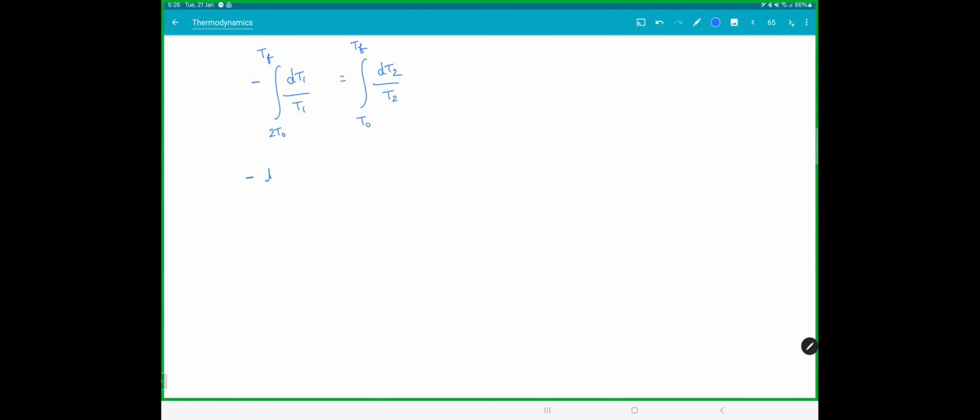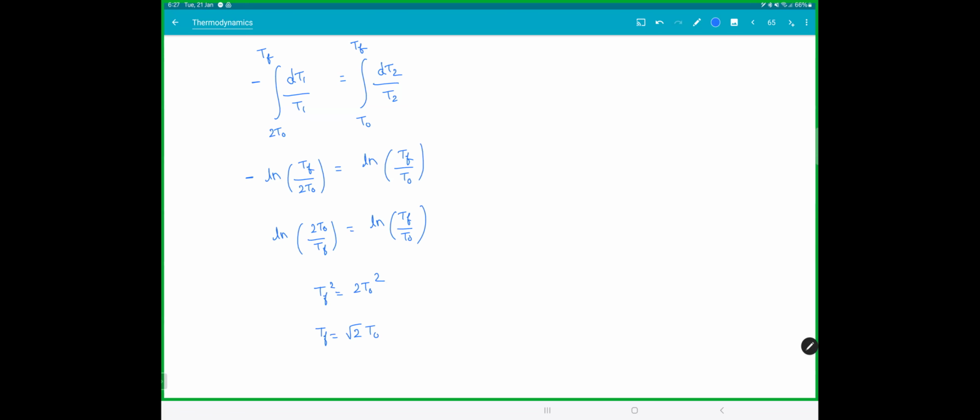Integrate on both sides. This is ln Tf by 2 T naught. This is ln Tf by T naught. Send that minus inside. This will become ln 2 T naught by Tf equals ln Tf by T naught. So we get from here Tf square is equal to 2 T naught square. Tf is root 2 T naught. That's your final temperature, everyone.